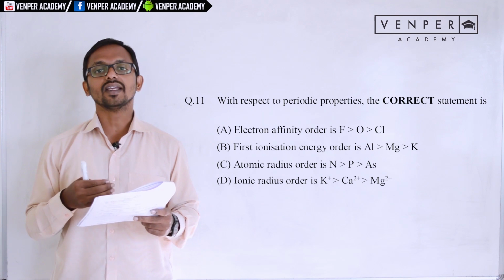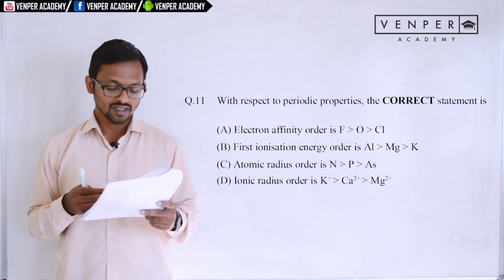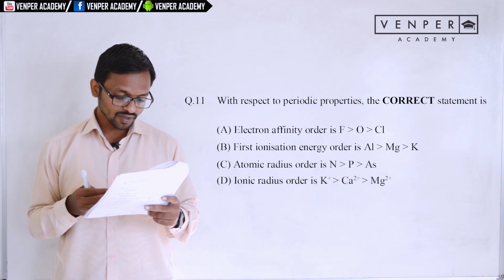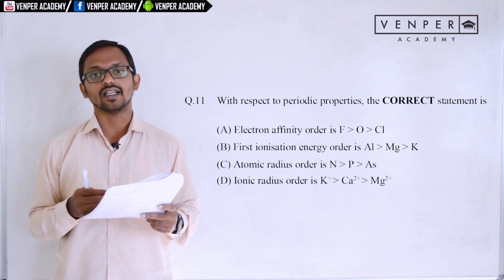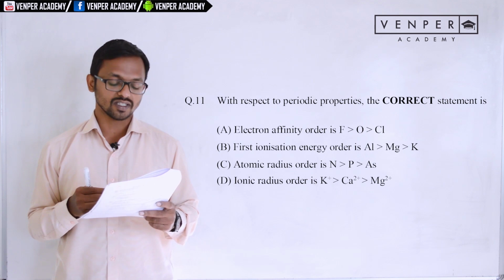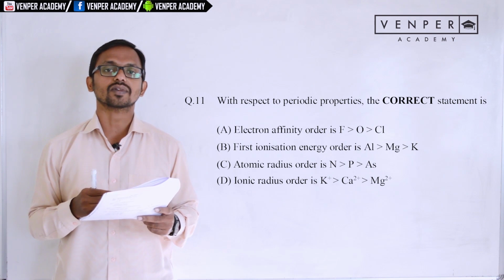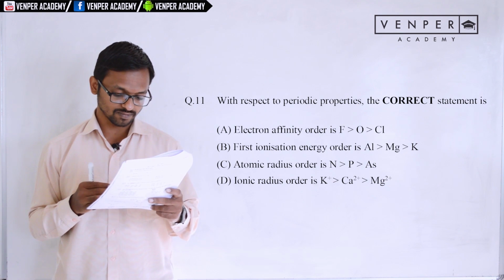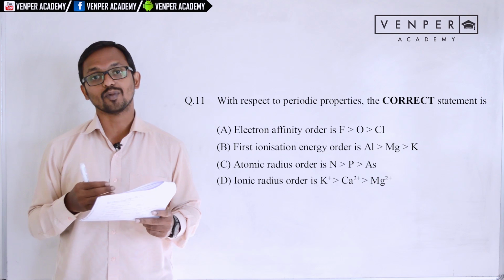But the remaining three, A, B, and C, are the incorrect statements. In option A, the electron affinity order is given as F greater than O greater than Cl, but the correct answer is Cl greater than fluorine greater than oxygen. In option B, the first ionization energy order is aluminum greater than magnesium greater than potassium, but the correct answer is magnesium greater than aluminum greater than potassium.